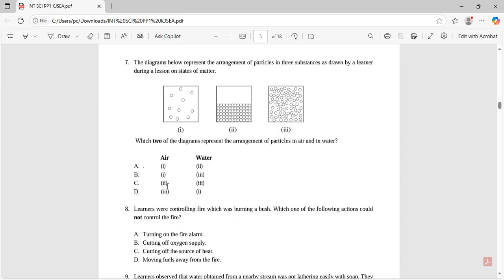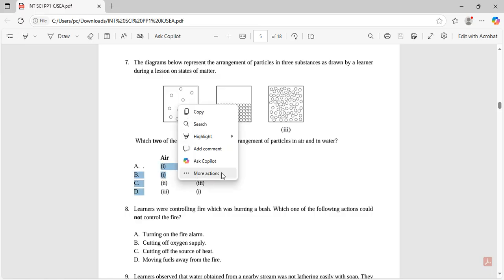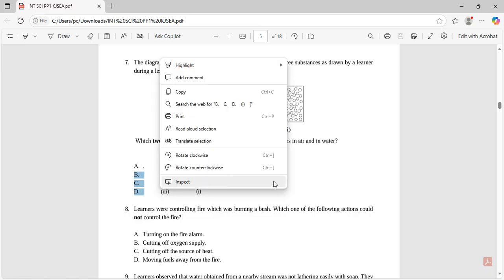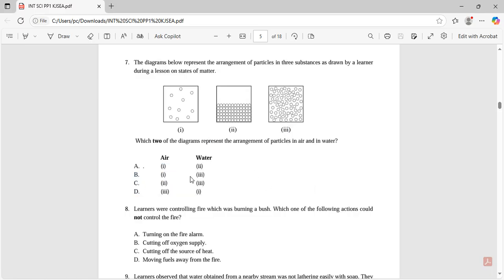Choice 1 and 3. Which way is choice 1 and 3? So number 7B. Choice 1 and 3. So number 7B.